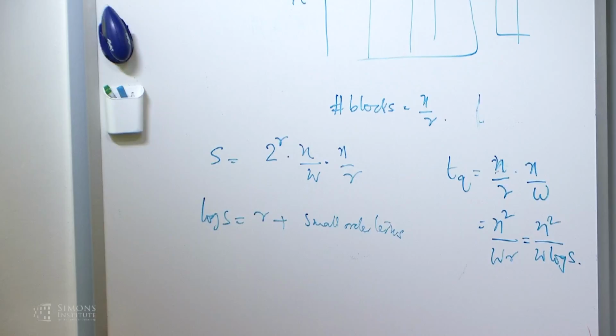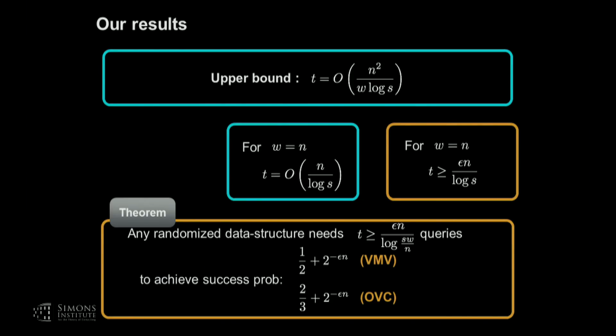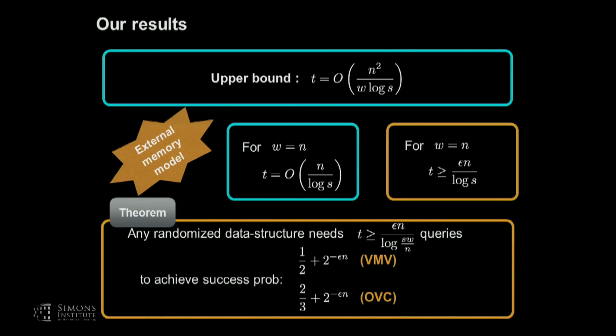So the upper bound is n squared by w log s always, because I can compute the entire matrix vector product following this. So if w is n, which is not the typical range that you look at in data structures, where w is log of n, but in some models like the external memory model, w can be large. So when w is n, this shrinks to n by log s. And in our lower bound as well, if you put w equals n, you get exactly about n by log s. So for large word size, this is tight. This can't be improved. Okay.